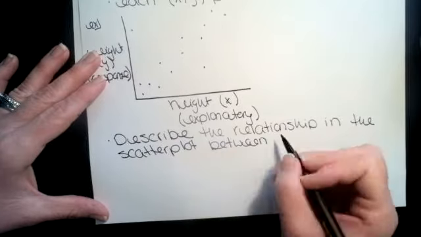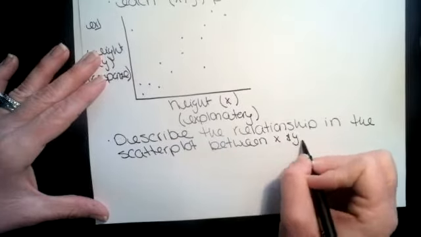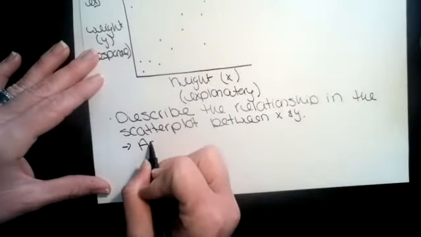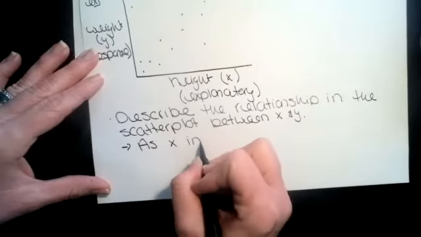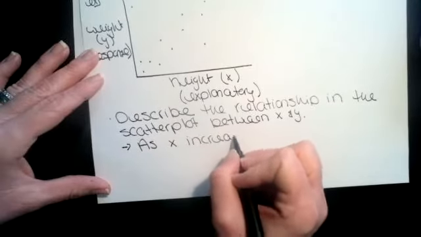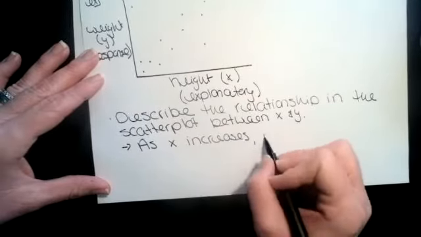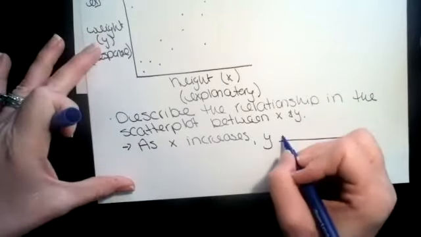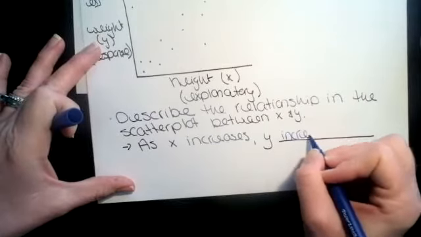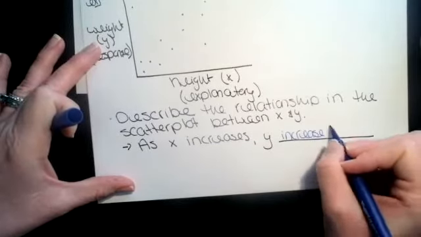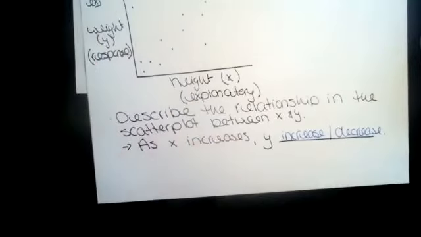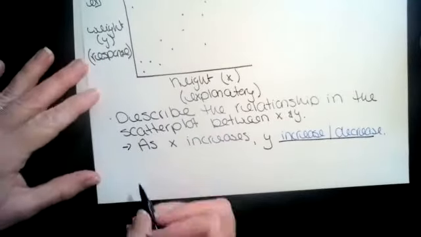So we want to describe that relationship between x and y that we see in the graph. So the first thing we're going to say, just like I said, as x increases, what happens to my y? Then y does what? It will either increase or decrease, assuming it's linear. So that's one thing we can state about the graph.